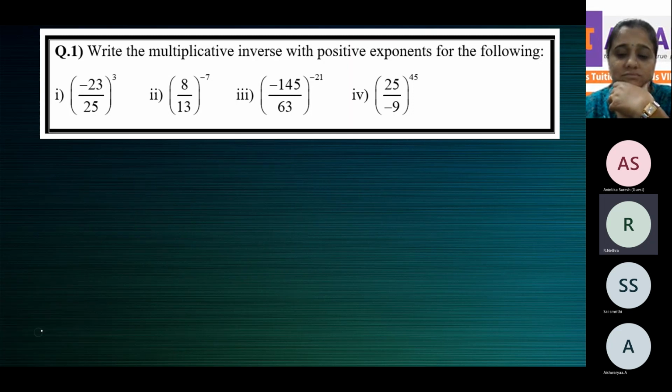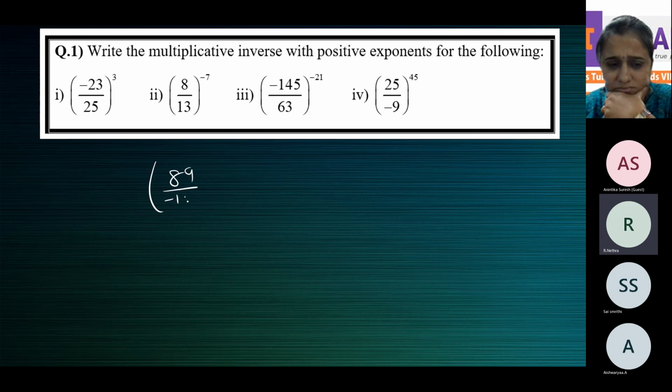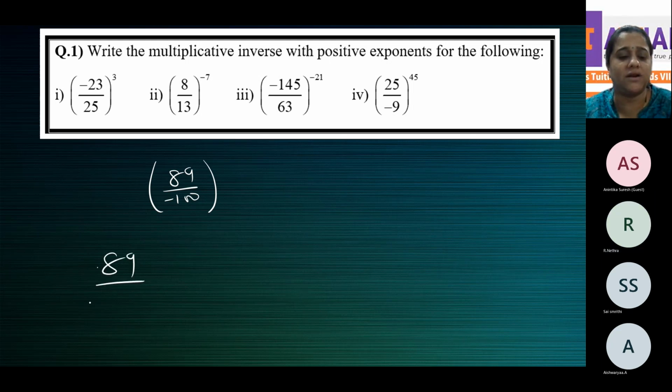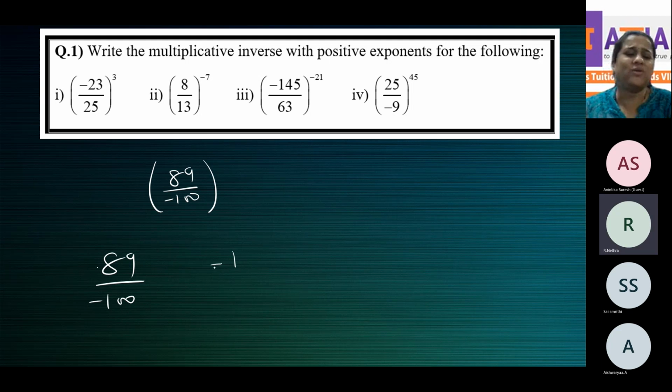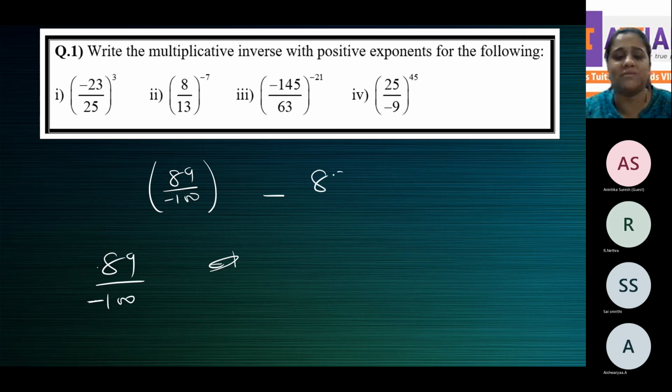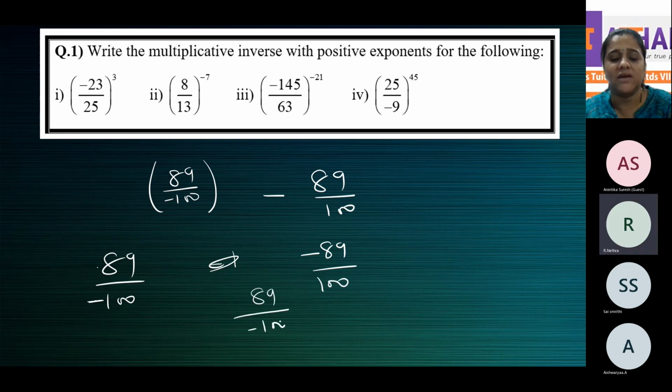Ma'am, when positive 89 by minus 100 came in, how should we change it, ma'am? What is the reciprocal of 89 by minus 100? The minus sign will remain. Ma'am, even if it is in the lower, it goes to upper? No. This minus sign, there's nothing like it is for 100. You can put it here also. Minus 89 by 100. It's all the same. Minus 89 by 100 is the same as 89 by minus 100. It's the same as minus 89 by 100. It's all the same.